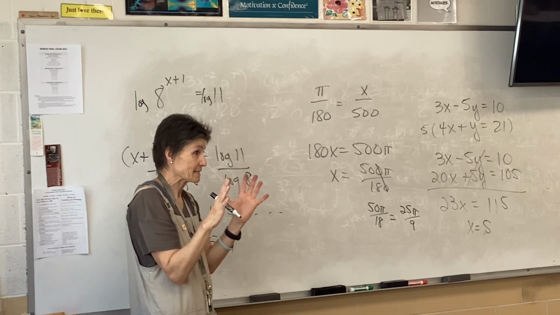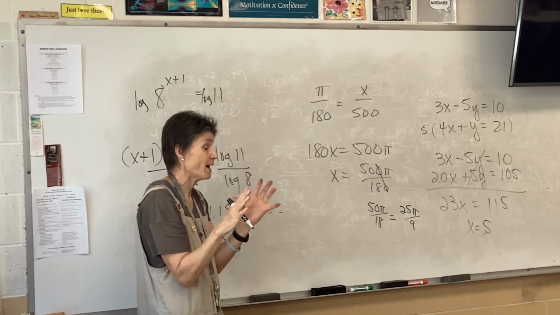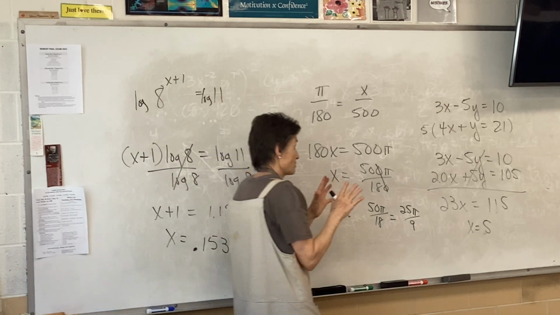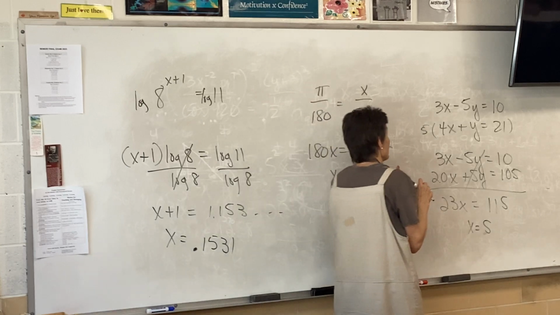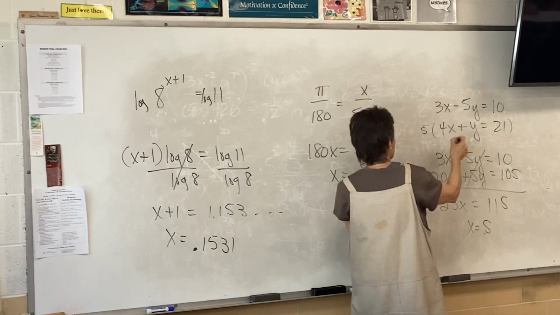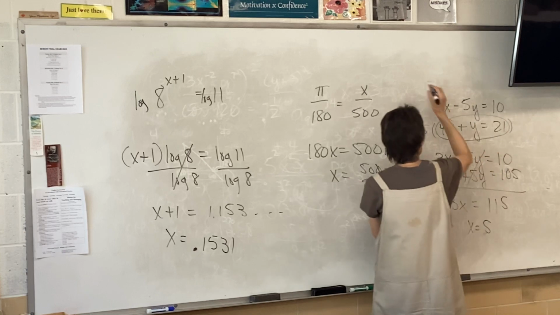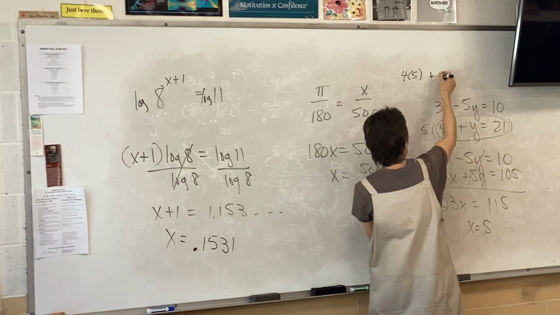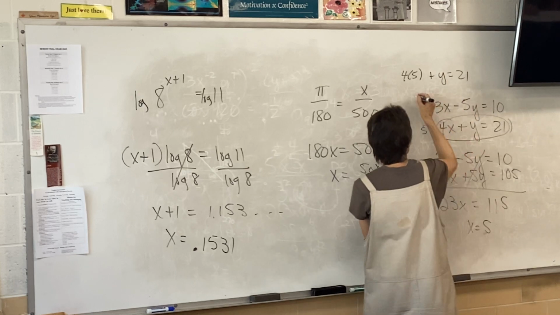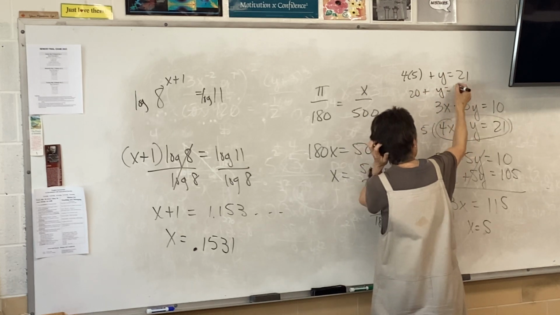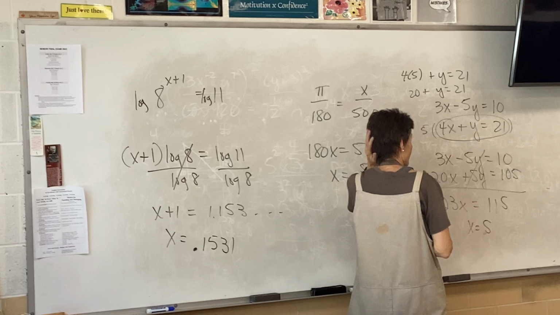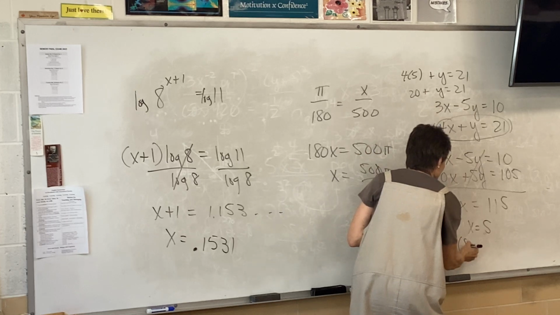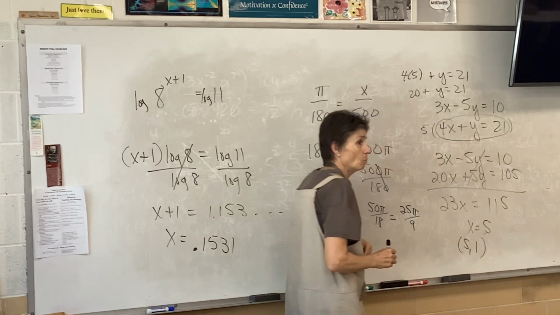There'll be an answer blank sitting there, but don't put x equals 5 in it. What else do we have to do? Find y. So I'm going to go back to this equation right here. That's x. So 4 times 5 plus y equals 21. So it looks like y is 1. So my answer is 5, 1.